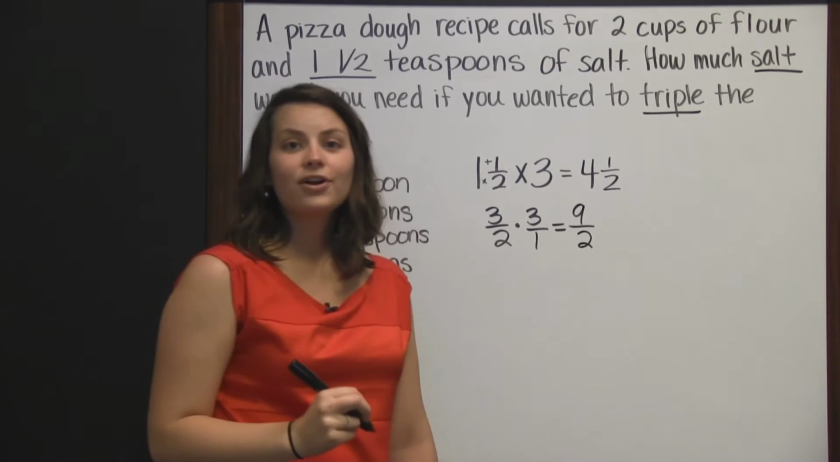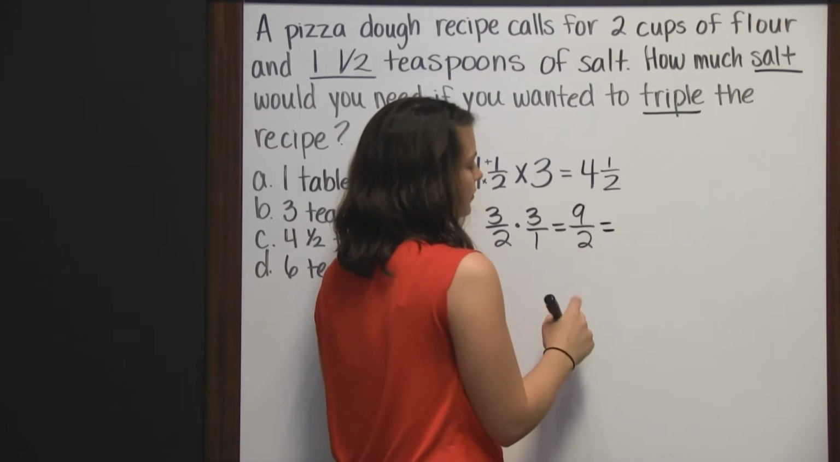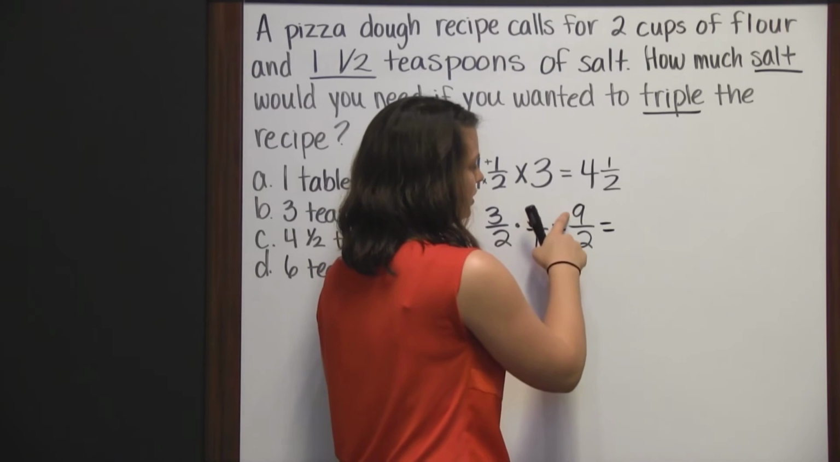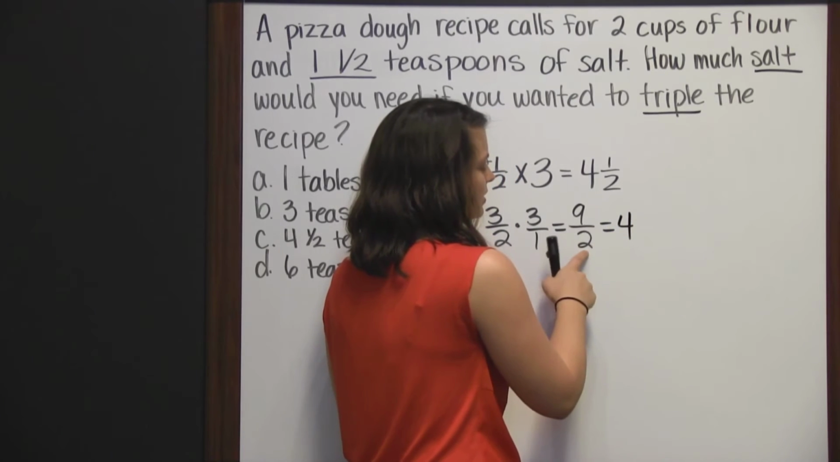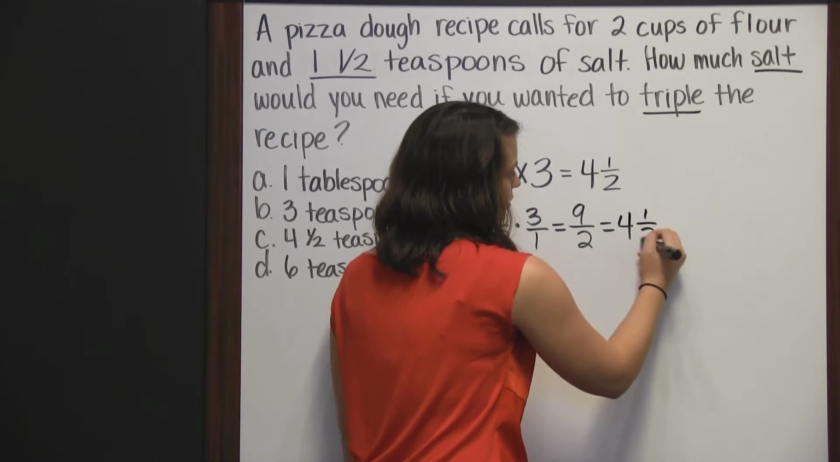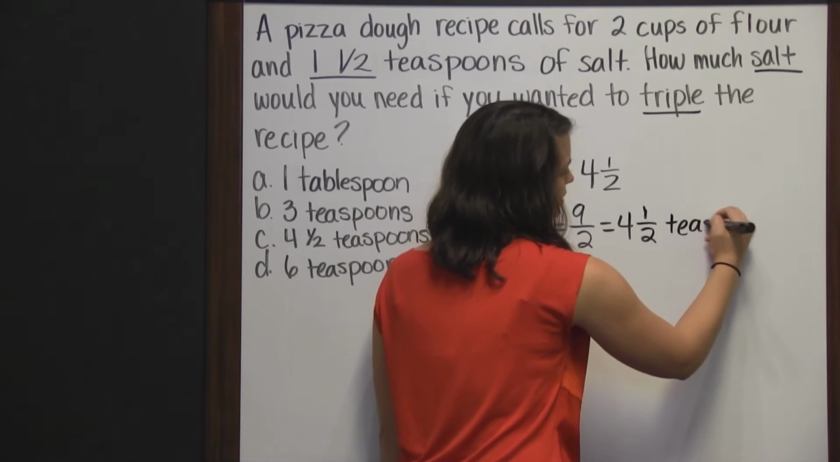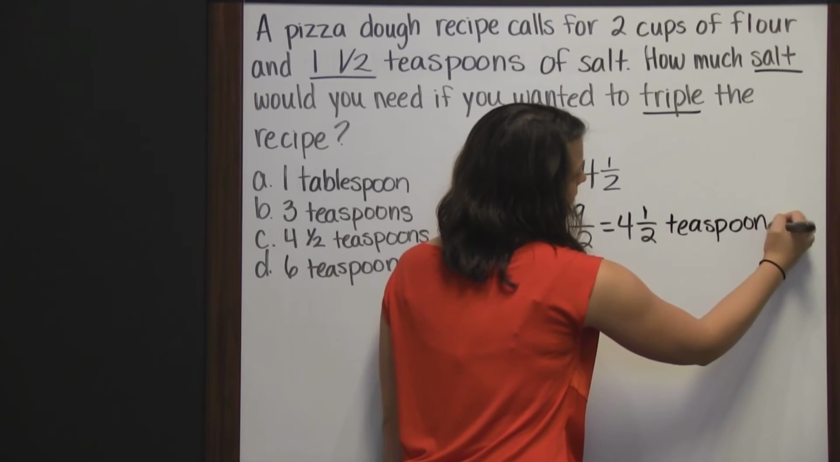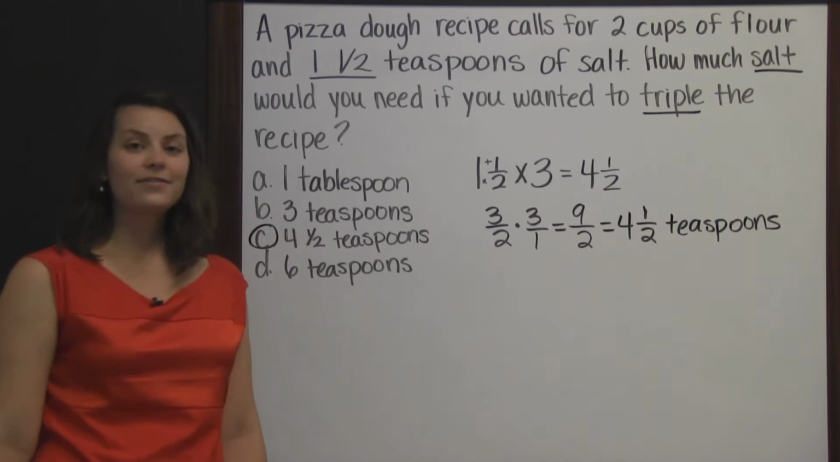And then we can convert our improper fraction into a mixed number. So 2 goes into 9, 4 times. 4 times 2 is 8. So with 1 left over out of 9, 4 1/2, again, that is teaspoons. So our answer is C, 4 1/2 teaspoons.